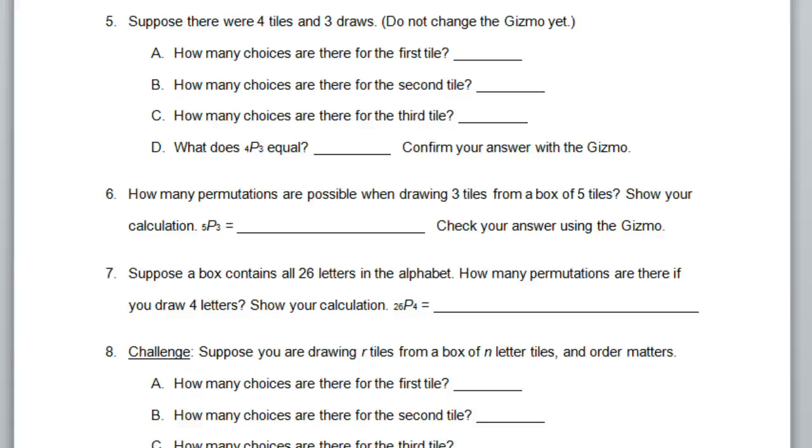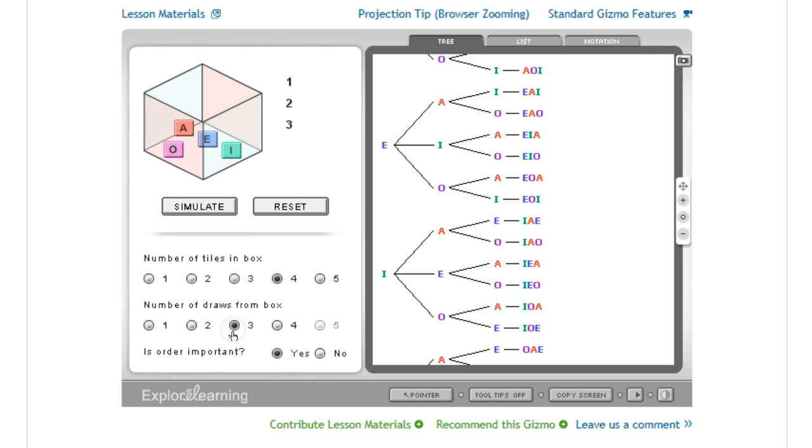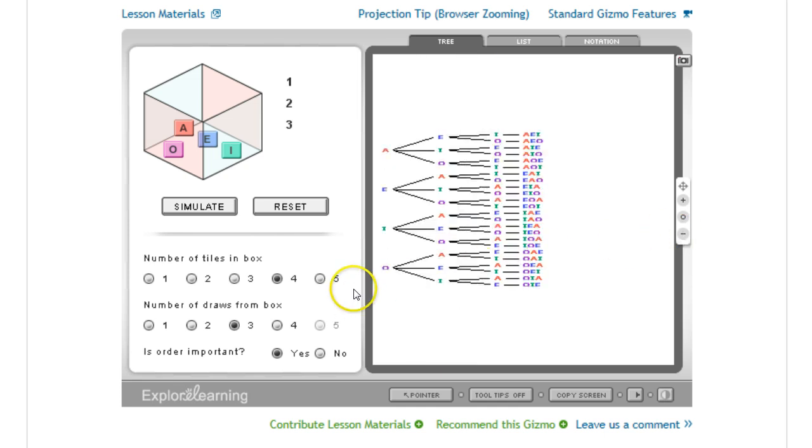Suppose there are 4 tiles and you're going to do 3 draws. So how many choices are there for the first, the second, and then the third tile? And then what does 4 arrange 3 equal? So I've got 4 tiles in the box. I'm going to do 3 draws, and I do care about the order. And in this case, I am asking how many possibilities are there for the first draw, the second draw, and the third draw. So in the first case, I've got 4 different possibilities, 3 different possibilities, and 2 different possibilities for each subsequent draw.